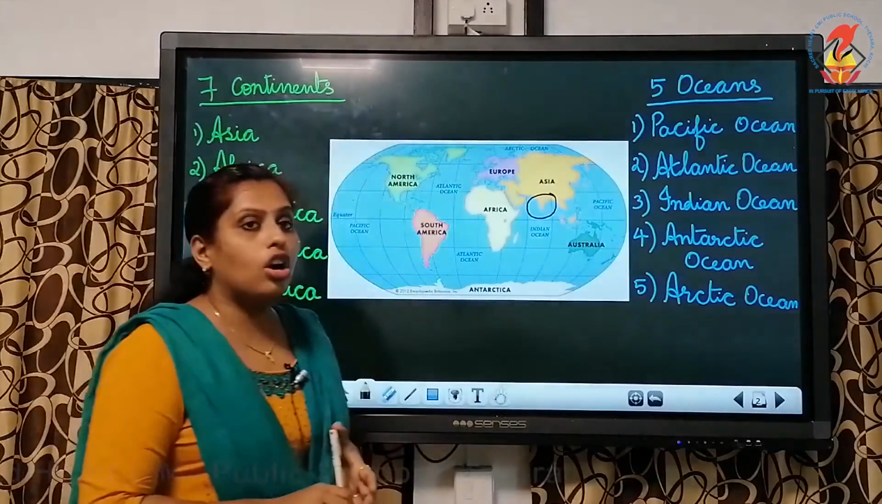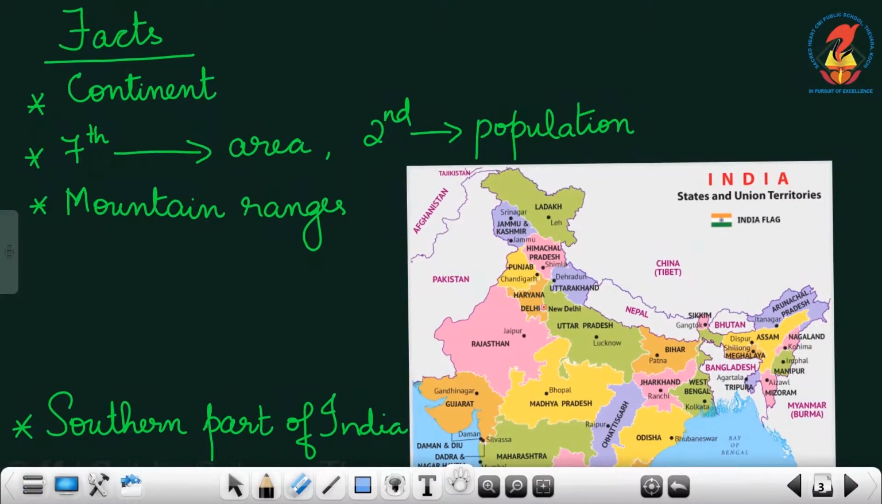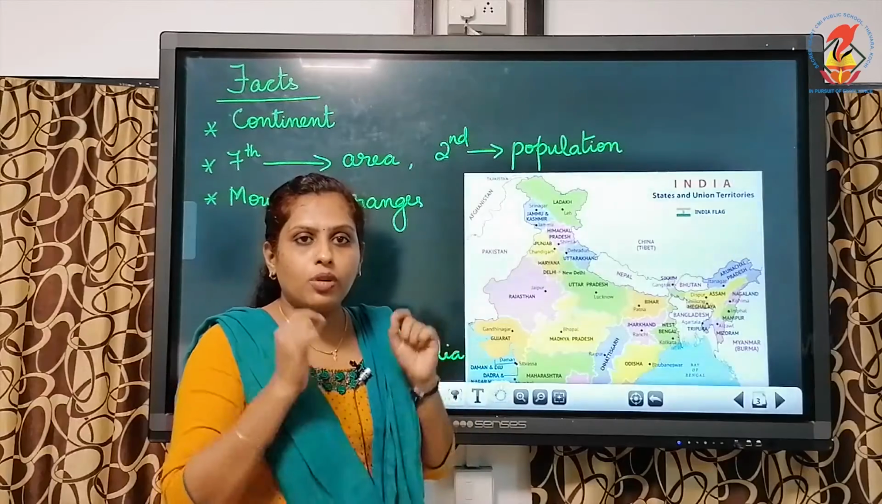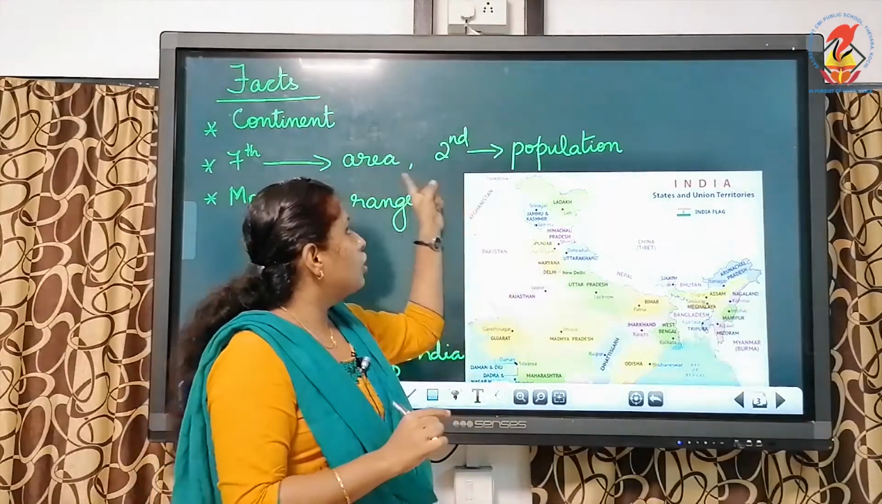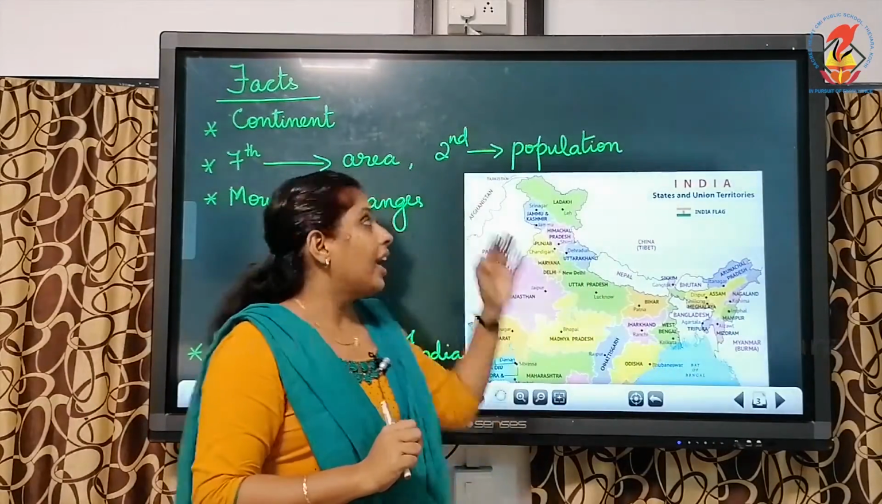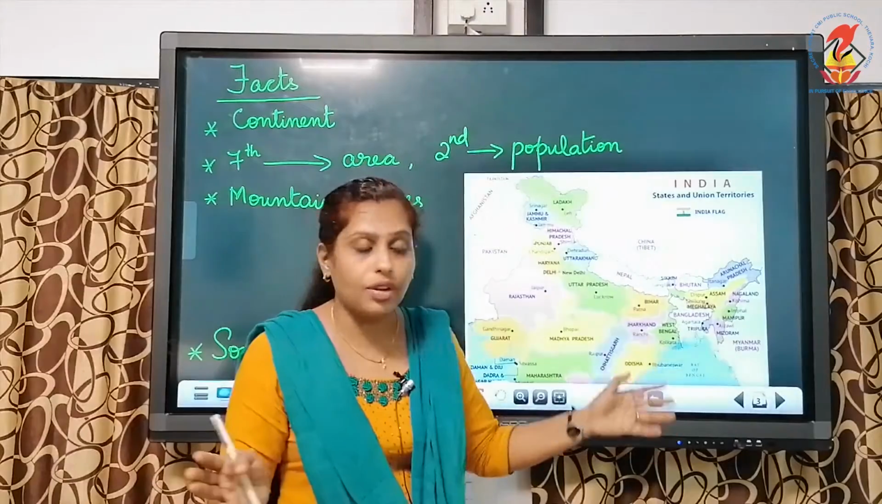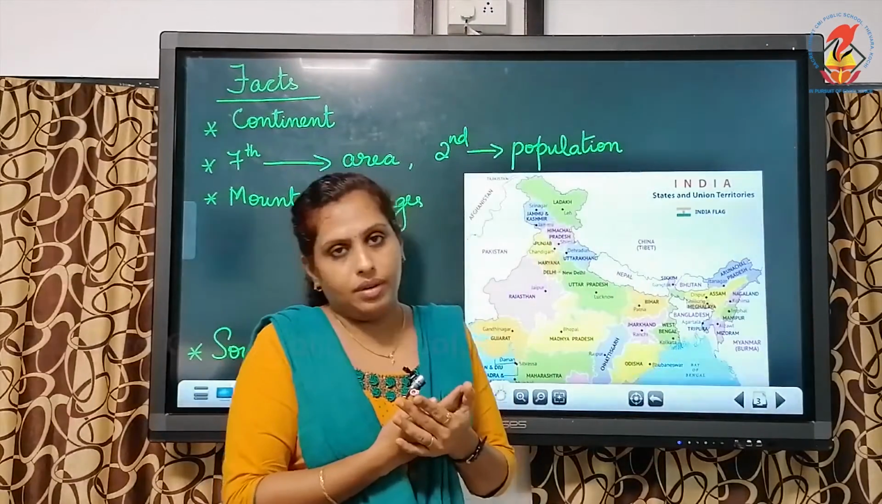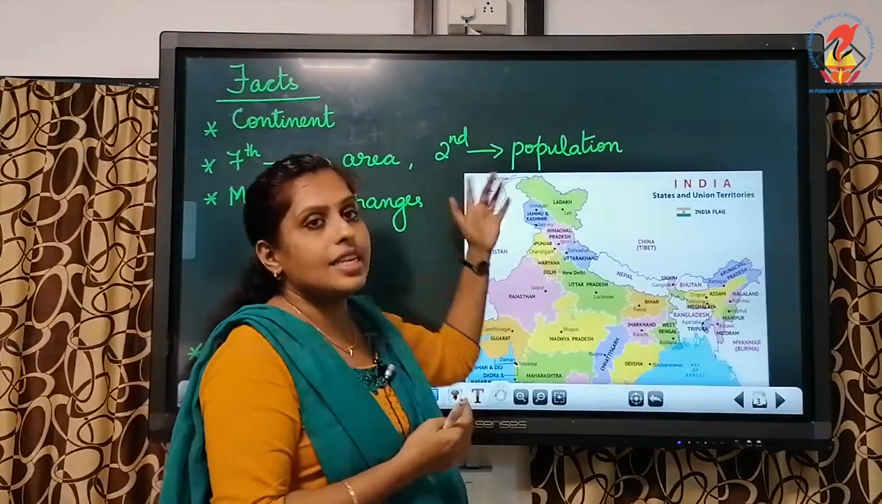Okay. Now, let us move on to the next point. Now, let us learn the next fact about India. First fact was our continent is Asia. Next one is India is the 7th largest area wise and 2nd population wise. Okay, we have the position of 7th according to area, and in population we are in the 2nd position. Area wise, you know the size of our country. Population means the number of people here. So we have the 7th and the 2nd position.